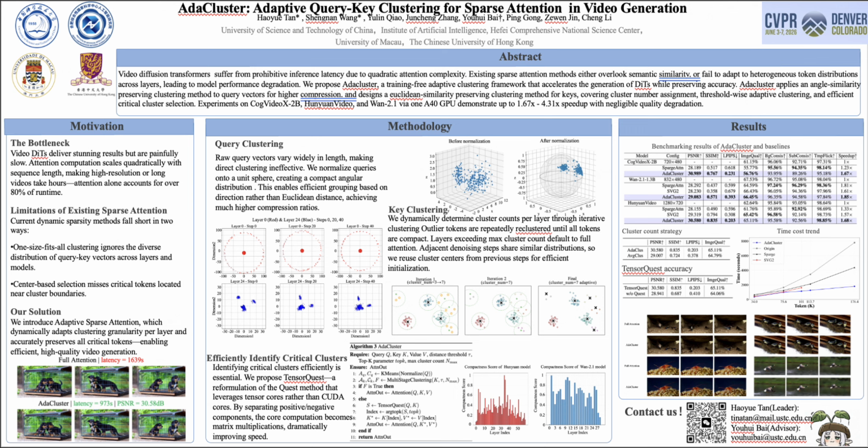The first one is angle similarity guided key clustering. Original key vectors have huge differences in value magnitude, so using Euclidean distance for clustering cannot reflect real semantic similarity. To fix this, we normalize all keys onto a unit sphere. In this way, semantic similarity is determined by angular distance. This clustering method supports higher compression and makes sure semantically similar keys are grouped reasonably.